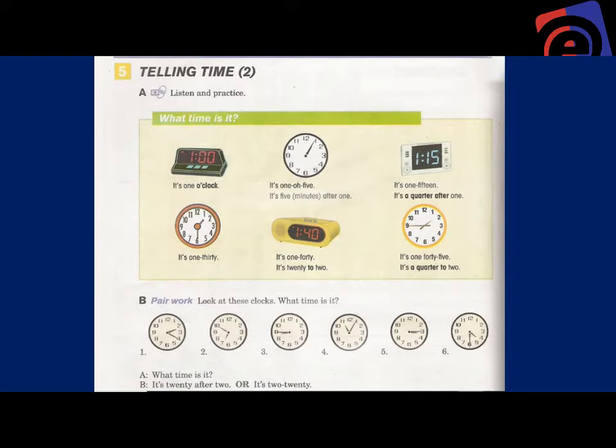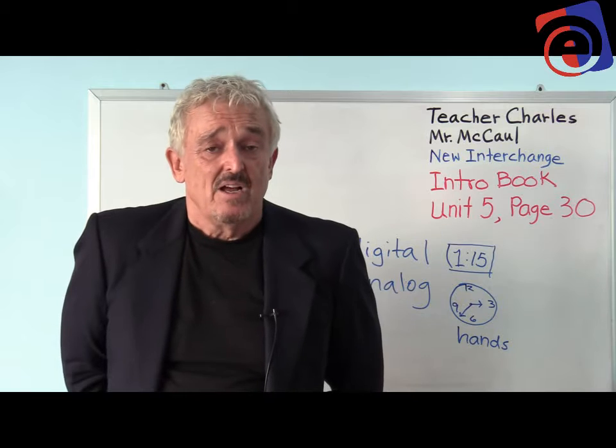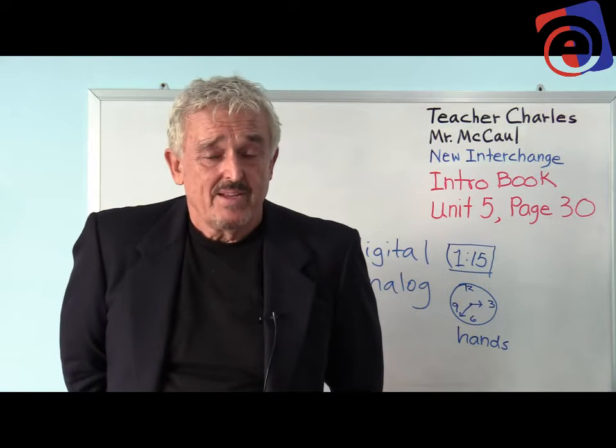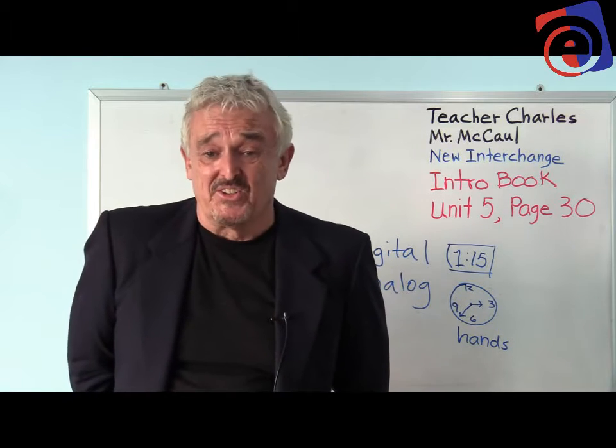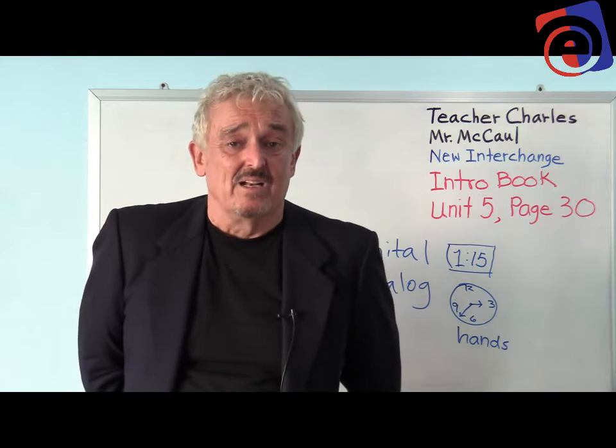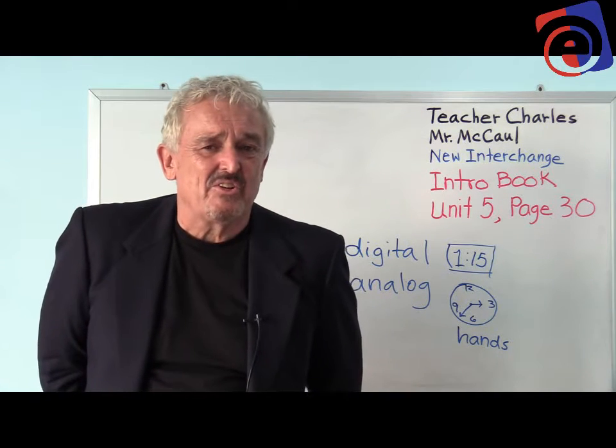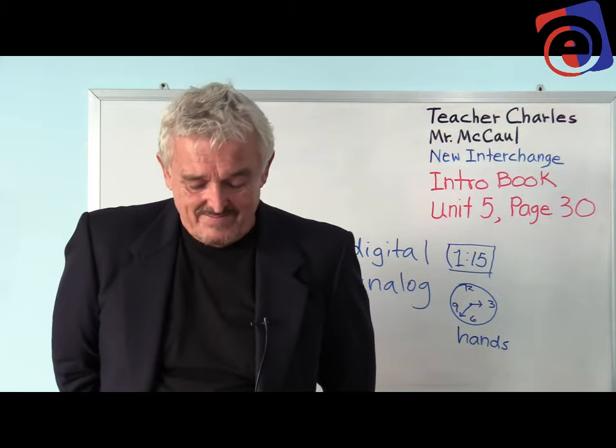Or the next one, it's 1:45. Or we say it's a quarter till 2. A quarter to 2. I usually say it's a quarter till 2. Or it's 20 till 2. It's easier than saying 1:40.